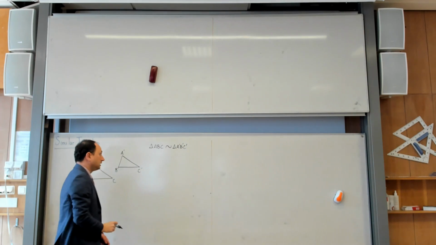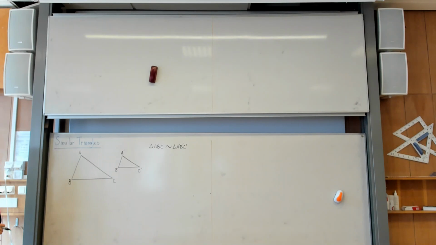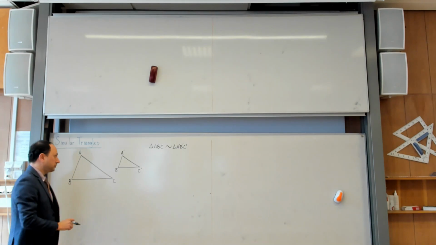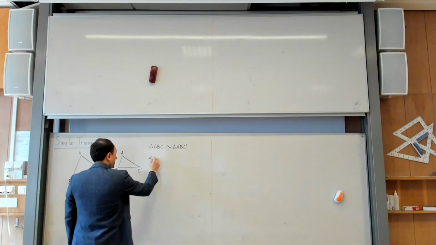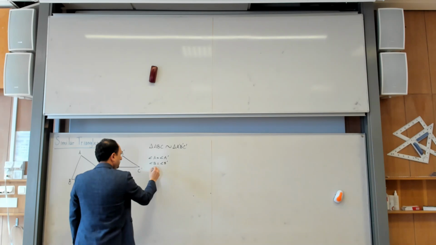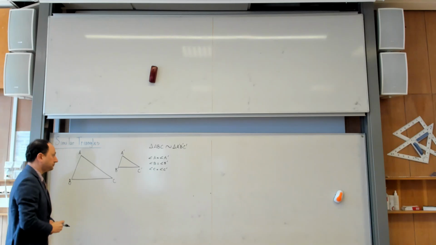What do I mean when I say two triangles are similar? It means that all the corresponding angles are equal. So in this case, angle A is exactly equal to angle A prime, angle B is exactly equal to angle B prime, angle C is exactly equal to angle C prime, okay?